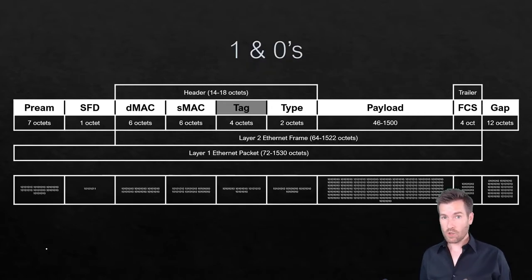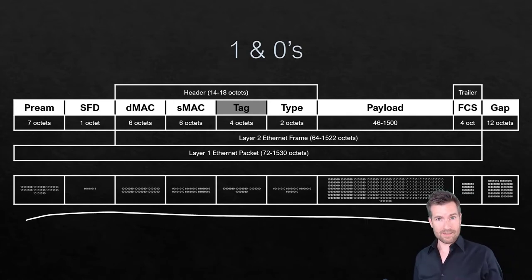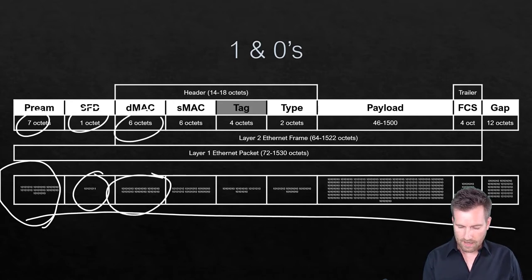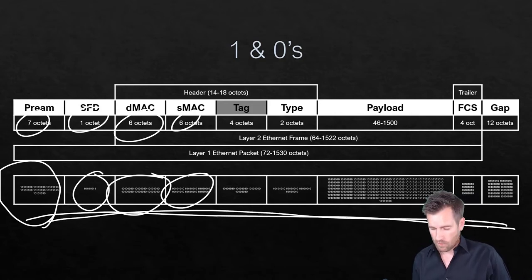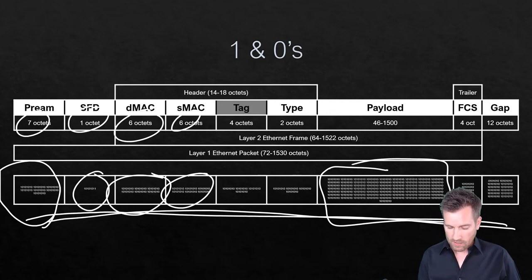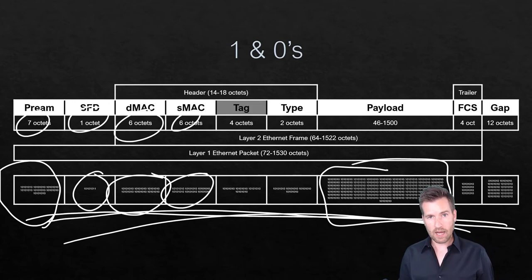Now, if you're like me, you like to see what the nuts and bolts look like, what the actual detail looks like. So I outlined below, if you were to map this out with ones and zeros, what exactly it would look like. You can see what seven octets look like, what one octet looks like, what a MAC address actually looks like when you convert it to ones and zeros. The payload that I have right here is actually the minimum payload that we have within this frame. So you can see the ones and zeros. This would be the actual signal that gets put onto the line.